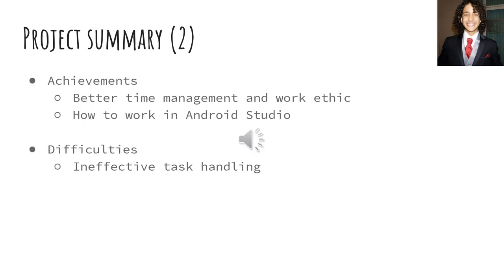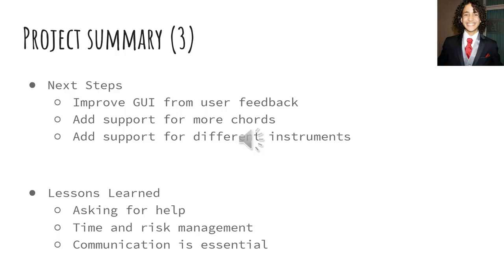Other achievements include the better time management and work ethic, how to work in Android Studio, and some difficulties include the ineffective task handling for certain parts of our Gantt chart. The next steps for this project include the improvement of the general user interface from user feedback, adding support for more chords, adding support for different instruments, and more chords even still. And some of the lessons learned include asking for help from mentors and advisors with specialty in the field, some time and risk management strategies, and communication being an essential part of our project.